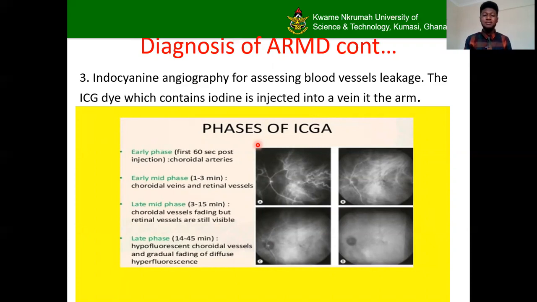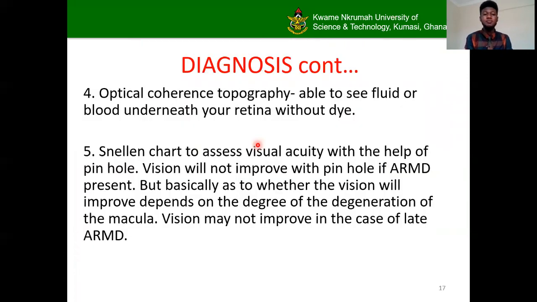All right, so the late mid-phase takes about 13 to 15 minutes. Choroidal vessels are fading, but the retinal vessels are still visible. The late phase takes about 14 to 45 minutes. And here, hyperfluorescent choroidal vessels and gradual fading of diffuse hyperfluorescence should be viewed. So here, you view whether there's hyperfluorescence or hypofluorescence, and it helps to diagnose whether there's any leakage of blood vessel. Now, optical coherence tomography. This also helps us to see fluid or blood underneath your retina without dye.